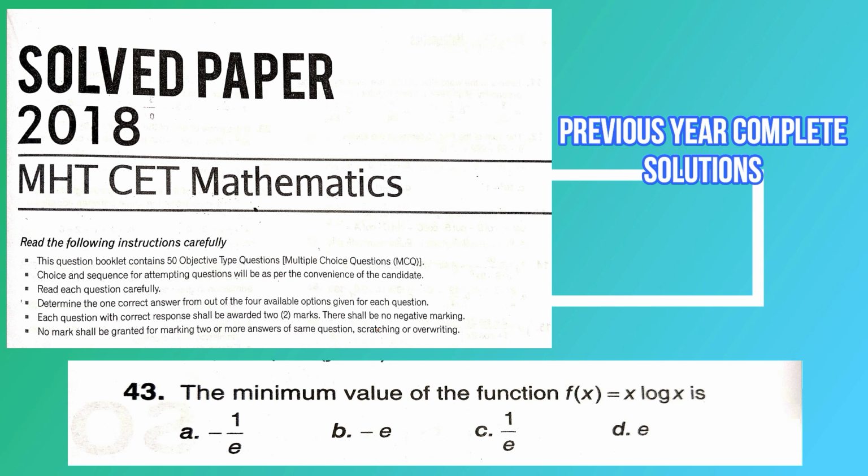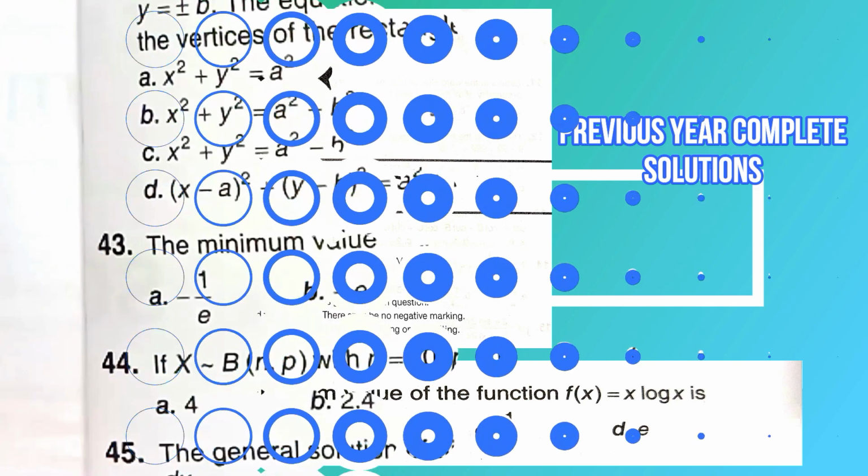Now, in today's video, I will explain one of the previous year questions from MHT CET Mathematics, which is solely based on differentiation, monotonic functions and minima maxima. For that, we have to find the minimum value for our given function. So now let's get started with today's lecture.